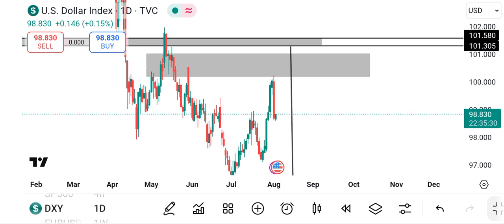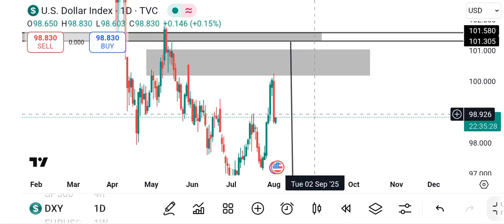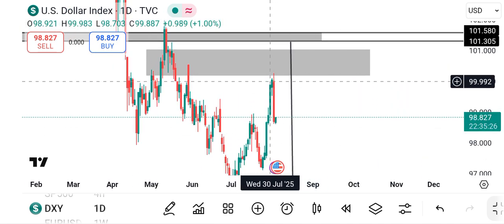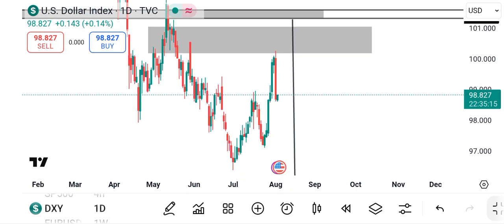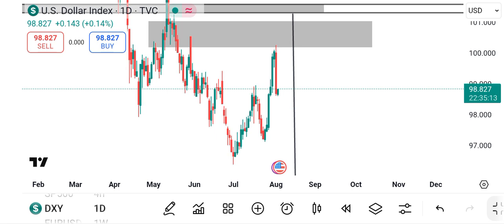You can see that the moment we tapped into this particular demand, there was a bleed down. I was not so comfortable with this bleed down, so I didn't take the trade. I was in a GBPJPY sell trade, so I will also show you that.